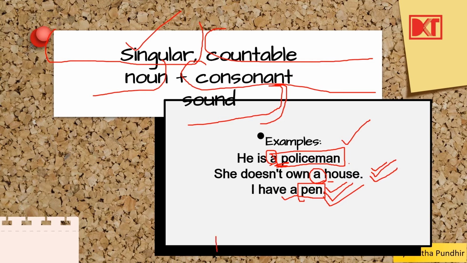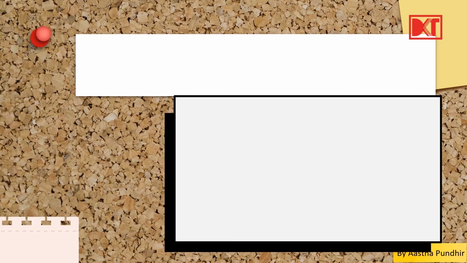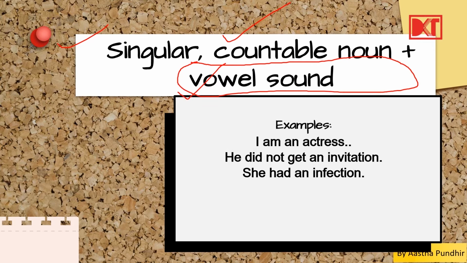Now let's see the next conditions. Okay, so here in the next formation we have singular. जब सिंगुलर वर्ड हो, काउंटेबल नाउन हो और वॉवल साउंड. यू सी, उसके हम एग्जांपल्स लेते हैं. सिंगल एंड काउंटेबल नाउन तो सेम है, बस हमें देखना है वॉवल साउंड क्या होती है. फर्स्ट एग्जांपल सेज आई एम एन एक्ट्रेस. सो जब देखो, जब सिंगल हो, काउंटेबल नाउन हो और वॉवल साउंड हो तो हम कौन सा आर्टिकल यूज करेंगे?